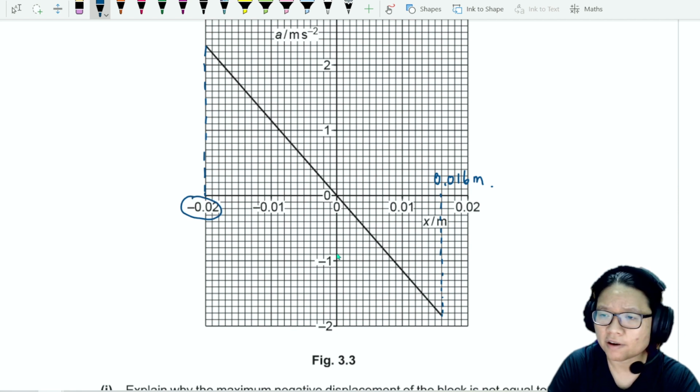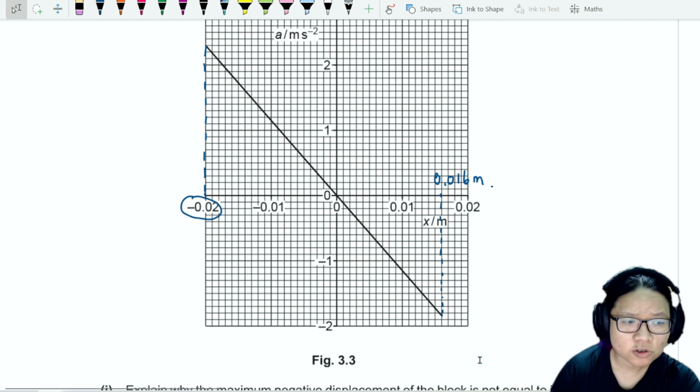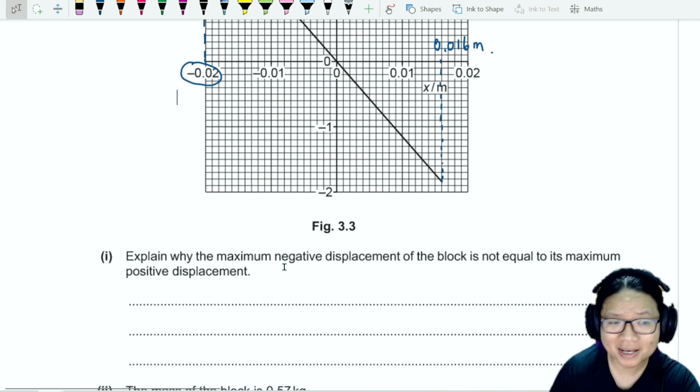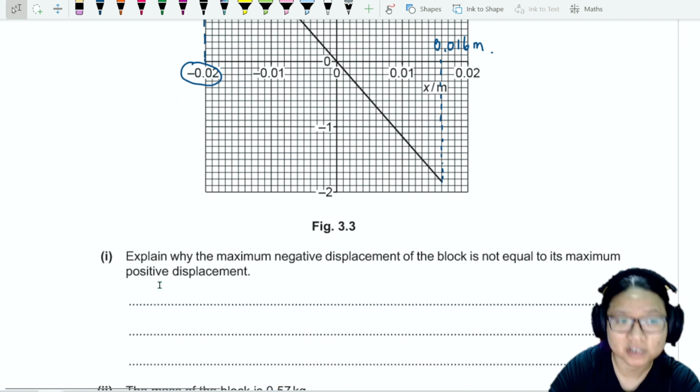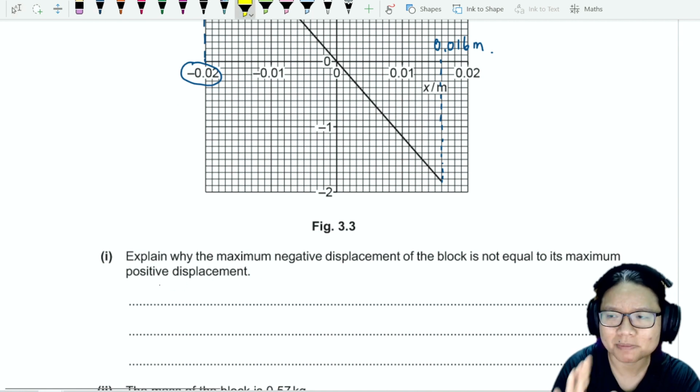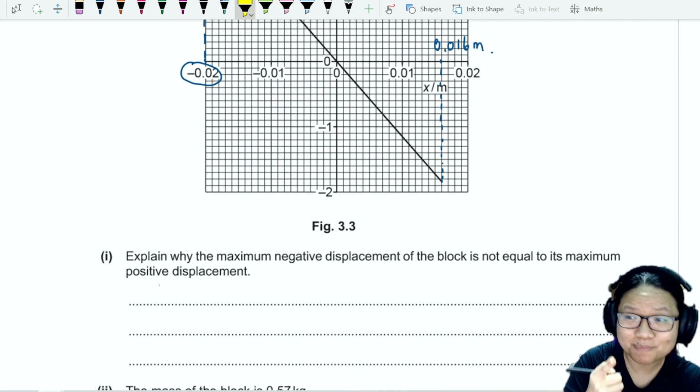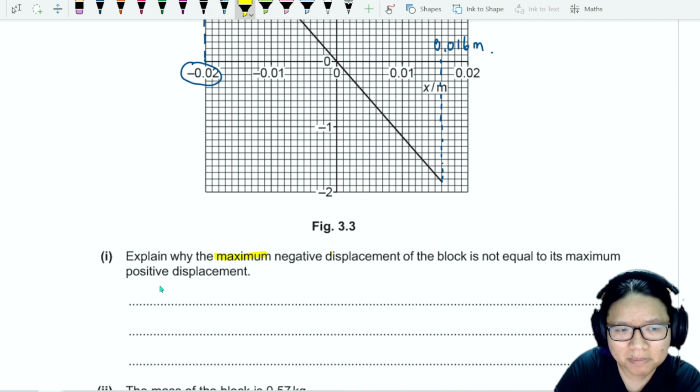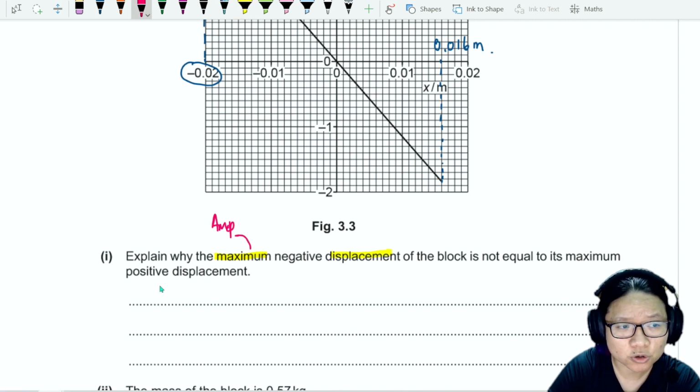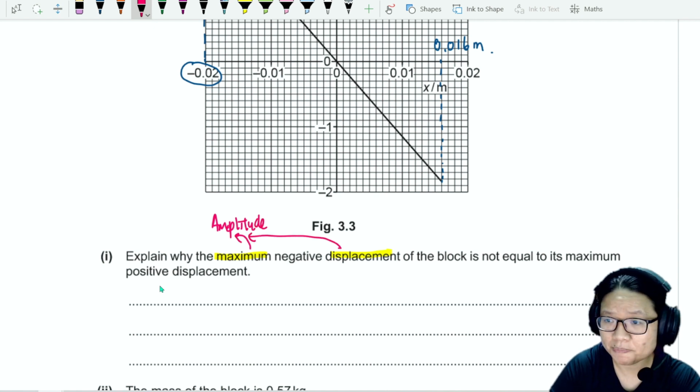If I check out the other side, it seems like the maximum value of displacement is 0.02. Very interesting. So you are asked to explain why the maximum negative displacement of the block is not equal to the maximum positive displacement. They are trying to be a bit sneaky. Instead of using the term amplitude, because maximum displacement is amplitude, right? Instead of using the word amplitude, they decided to just use maximum displacement and everyone loses their brain cells. Please don't. So this is amplitude. Basically they're asking you, why is the amplitude not equal?